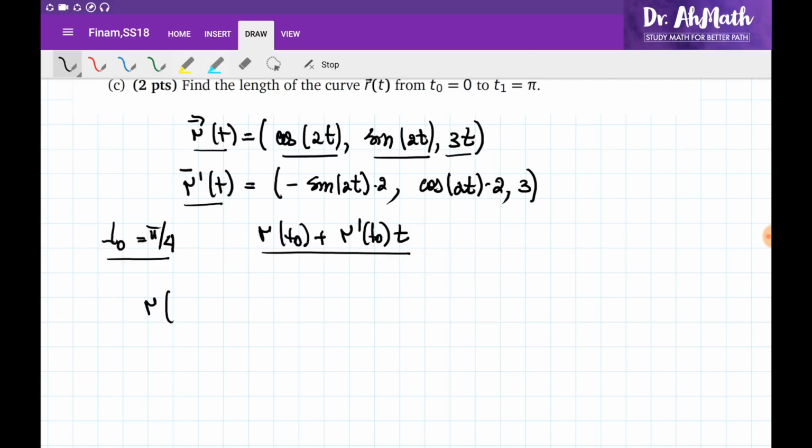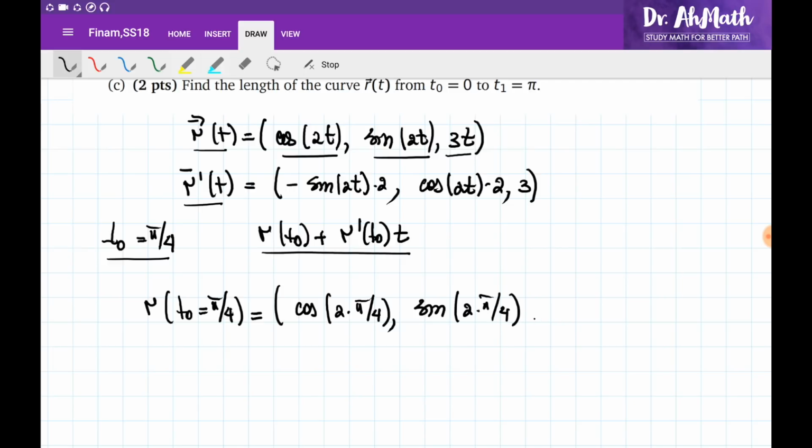So the r at t0, basically at pi over 4, is going to be cosine of 2 multiplied by pi over 4, sine of 2 multiplied by pi over 4, and simply 3 multiplied by pi over 4. So the cosine of pi over 2 is going to be simply 0, sine of pi over 2 is 1, and the last component is going to be 3 pi over 4.